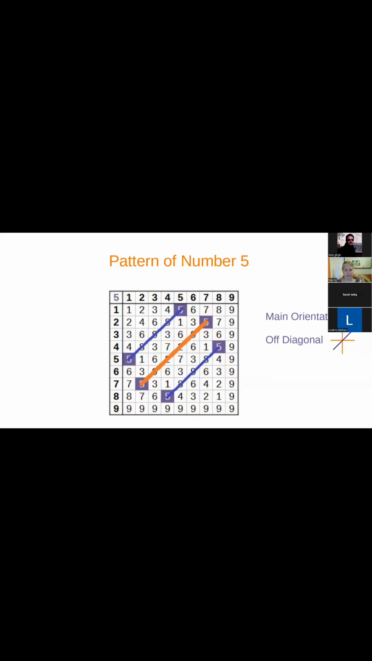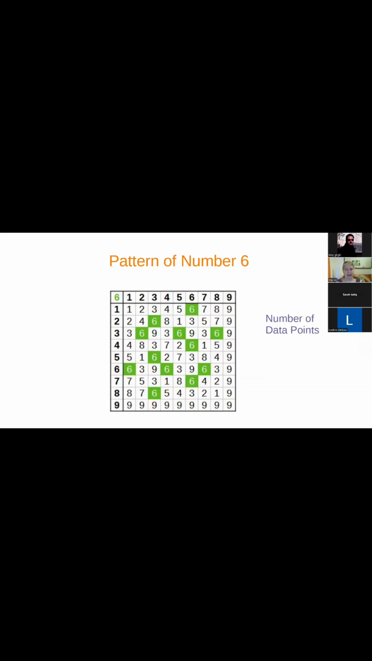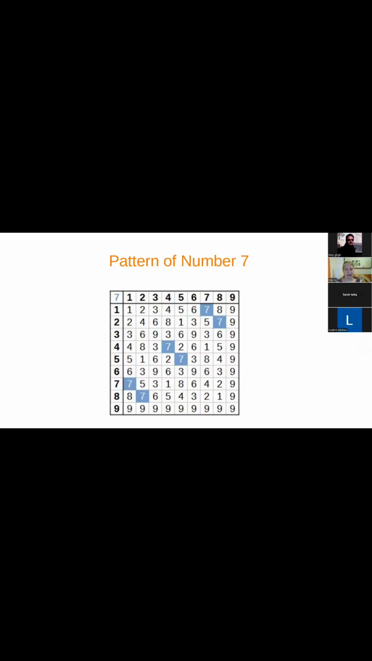For pattern 6, and is along the off diagonal. For pattern number 7, for its main orientation. Pattern number 8, the number of data points is 6, and the main orientation is off diagonal.